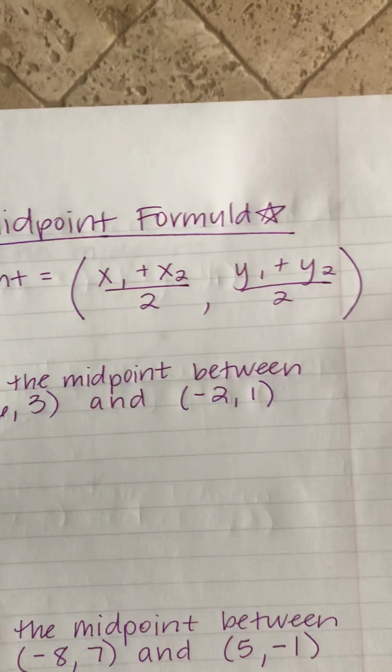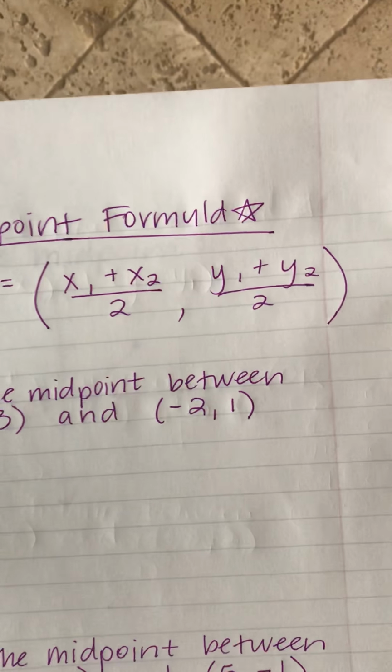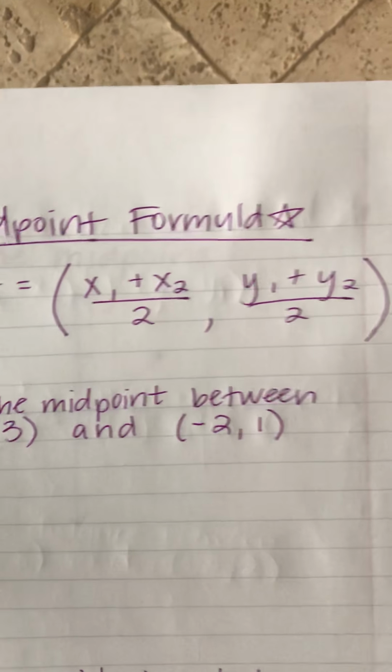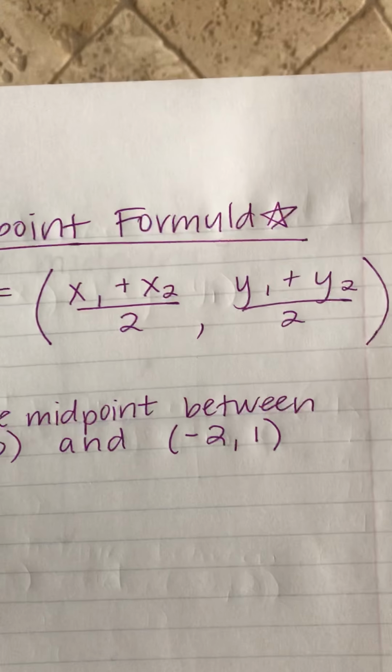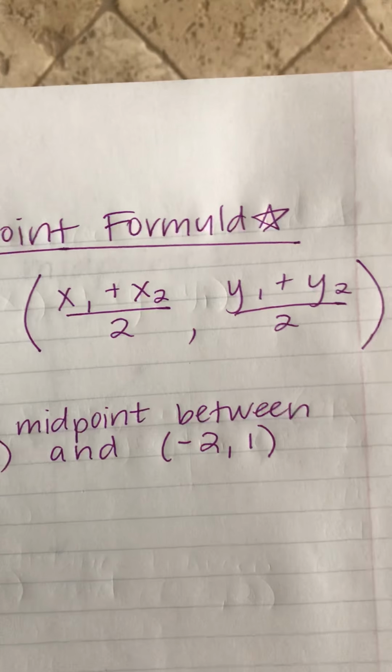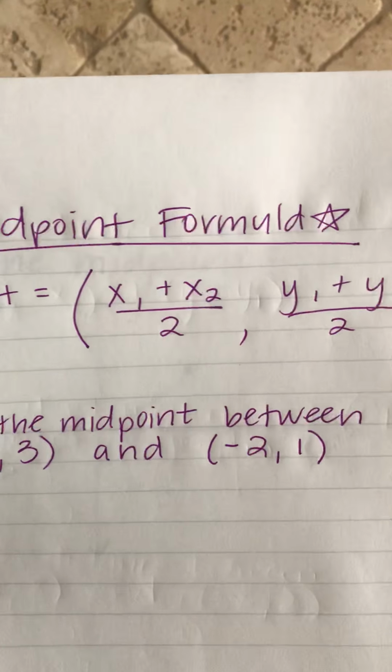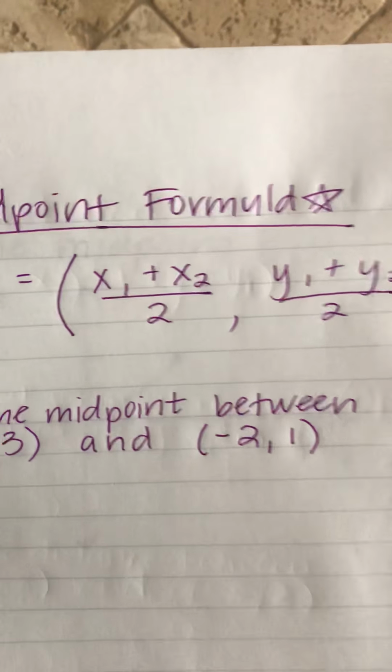So the formula is actually very easy. If you think about it logically, you don't have to memorize this formula. You add the x's and divide by 2. You add the y's and divide by 2. Think about it. Midpoint, middle point. A point is made up of an x value and a y value.